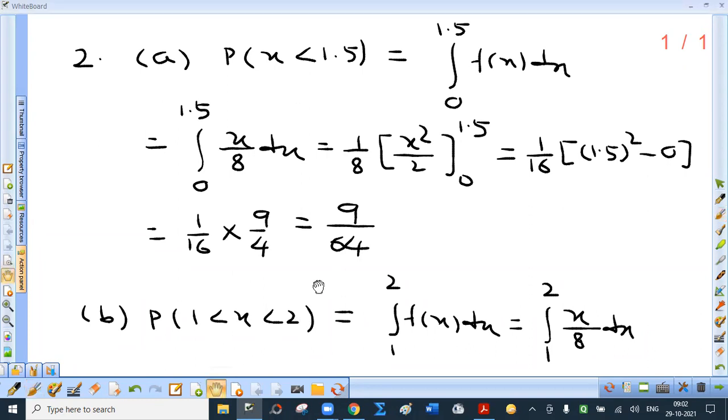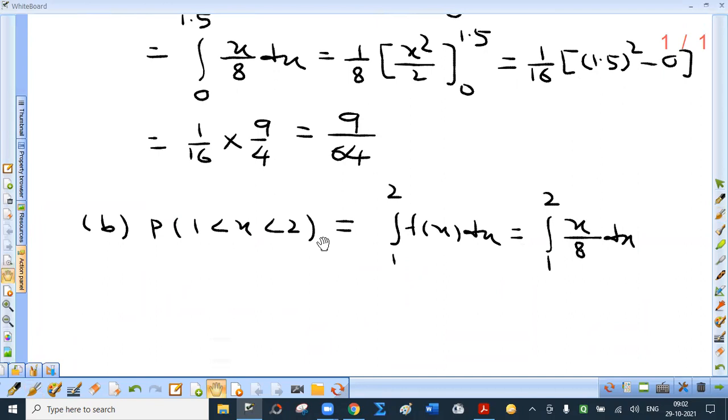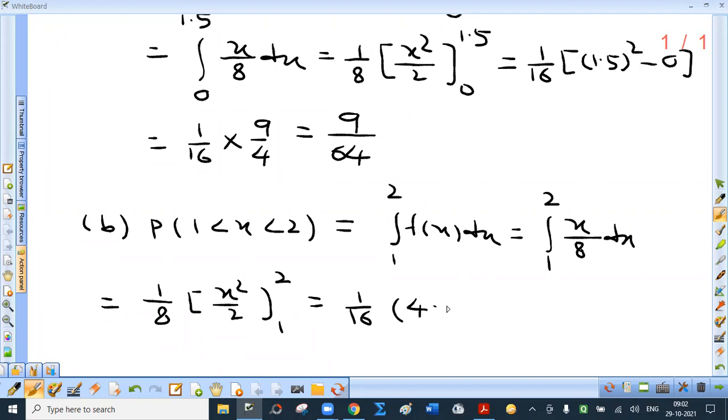Second part, it is P of 1 less than x less than 2. So the integral 1 to 2 f of x dx, that is the integral 1 to 2 x upon 8. So in this case also 1 upon 8, the integral of x is x square upon 2. Lower limit 1, upper limit 2. So 1 upon 16, 2 square is 4 minus 1 square is 1. So I'm getting the probability for this particular domain as 3 upon 16.